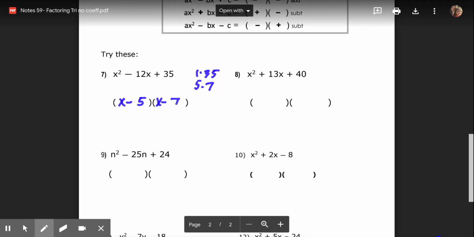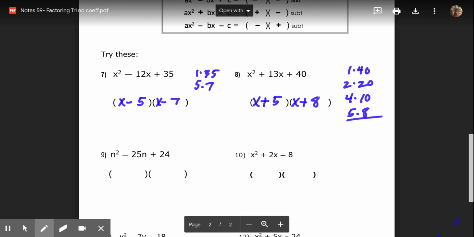Number 8, factors of 40. Sometimes it's good to write these factors down because you may use them later on in another problem. So we've got 2 and 20, we've got 4 and 10, and we've got 5 and 8. Now then, the important thing is to get your signs right. Since both of them are plus, they're both going to be plus inside. So we need them to add up to 13, which will be the 5 and the 8.